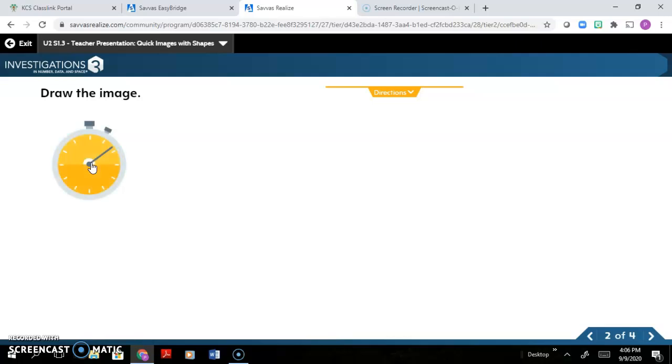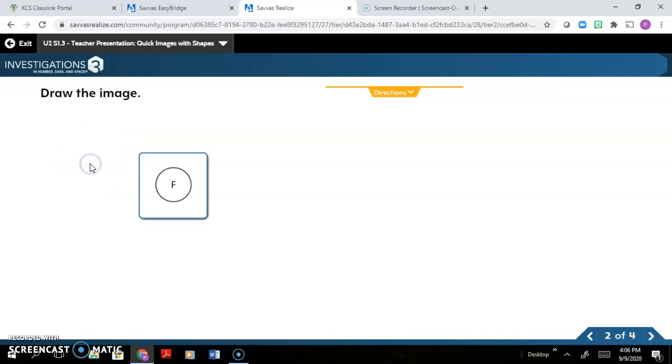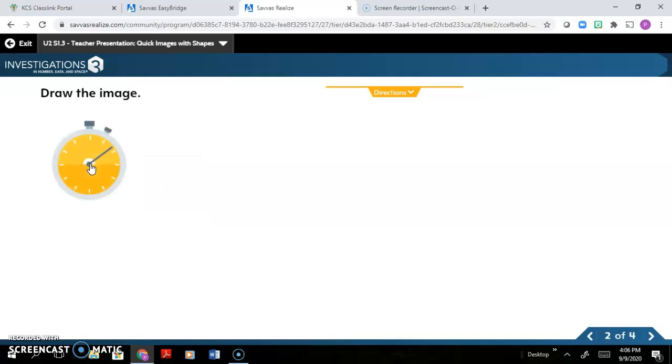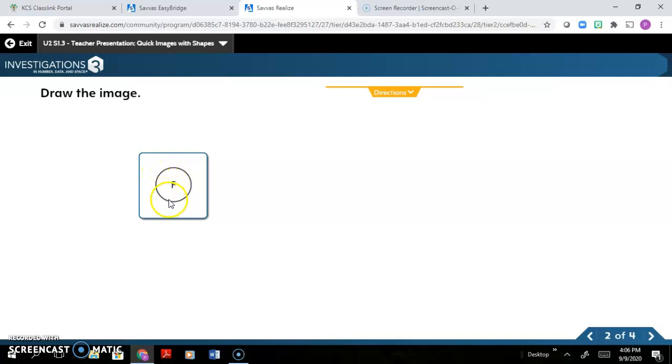All right, can you draw that on your paper? Let's look at it again. What do we call this shape? Right, it's called a circle. Does the circle have any straight sides? Does the circle have any corners? No, it doesn't have any straight sides and it doesn't have any corners. It's just one continuous line around. All right, let's look at the next shape.